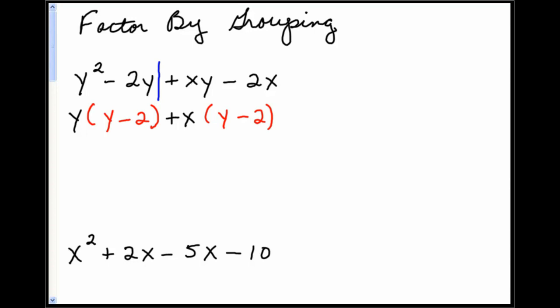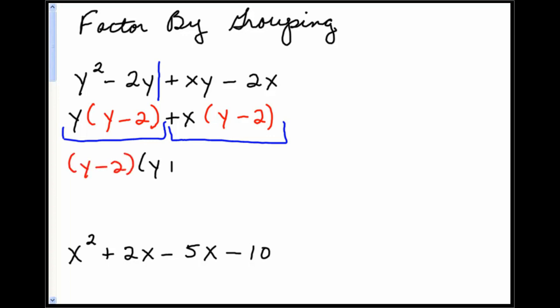Now you can see in red, the factor y minus 2 is common to the 2 terms, because here are our 2 terms. What's common? The y minus 2. So you're going to factor out y minus 2, and then what do you have left? Y plus x. And you can always check your answer by foiling.